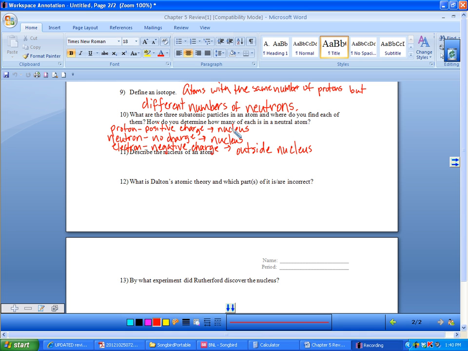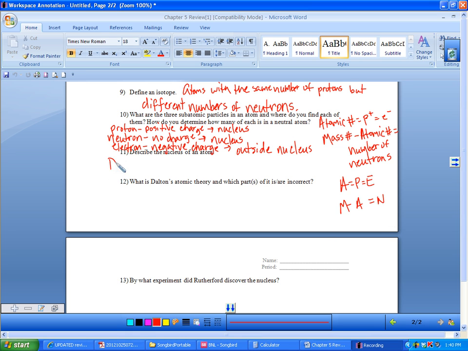Okay, we did that. How do you determine how many of each is in a neutral atom? So the atomic number is equal to the protons, which is also equal to the electrons. The mass number minus the atomic number equals the number of neutrons. We taught you APE, MAN. So here's A, P, E. So those are all equal to each other. Atomic number equals protons equals electrons. MAN, mass number minus atomic number equals the number of neutrons.